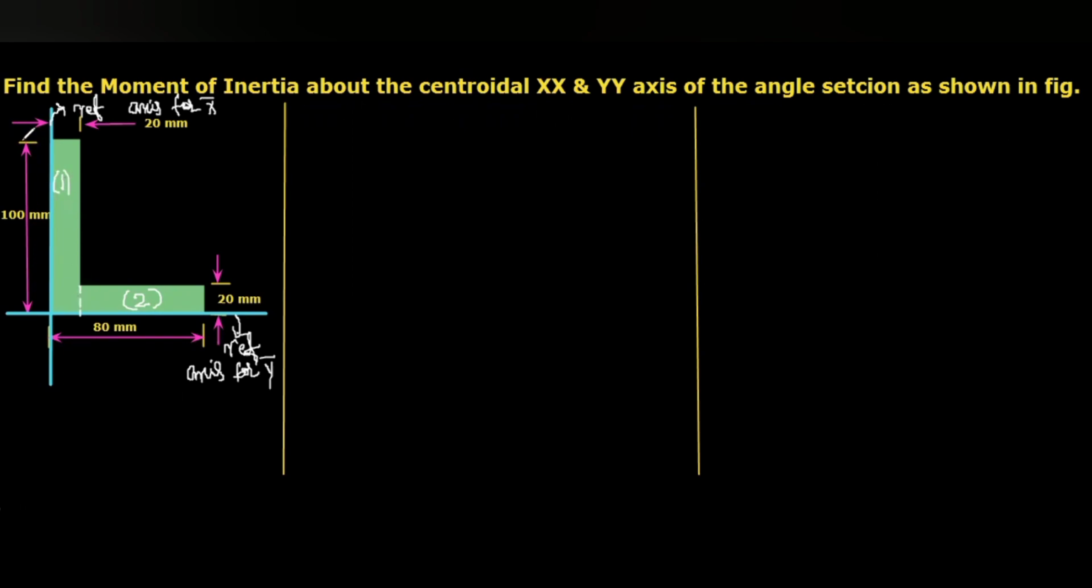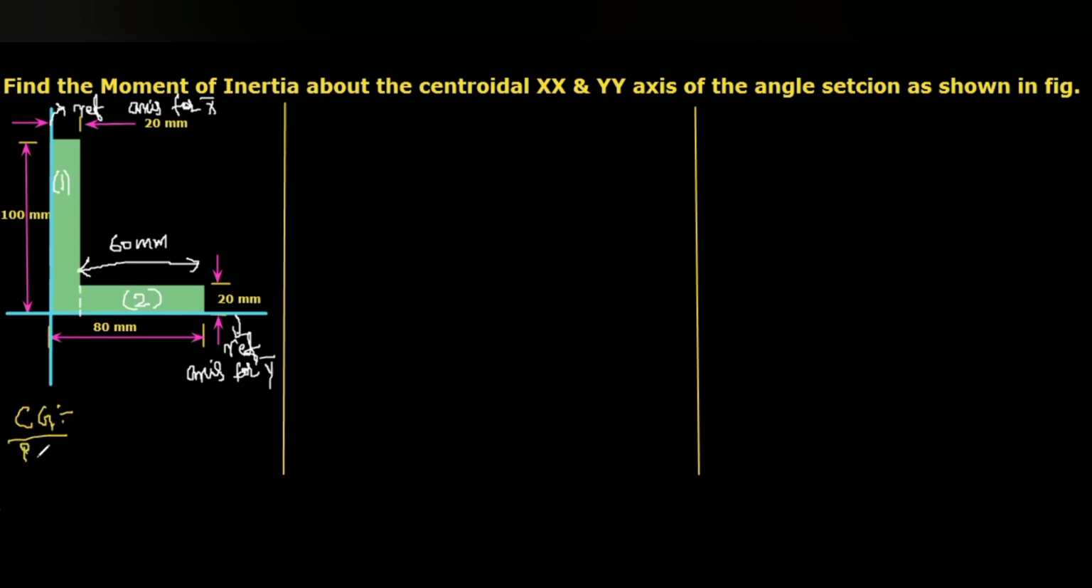So the rectangle 1 has 100 mm depth, 20 mm width. This rectangle 2, from here to here is 80, when subtracted with this 20, it has the linear dimension, that means 80 minus 20, that is 60 mm. And then this vertical value is 20 mm. So first I'm going to calculate the center of gravity of this section.